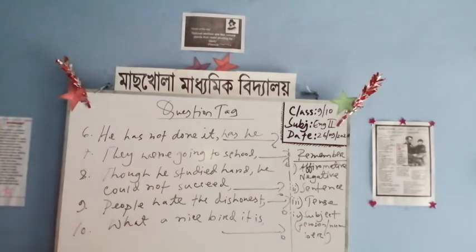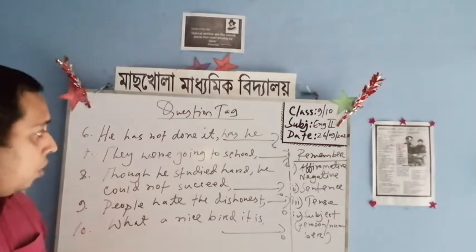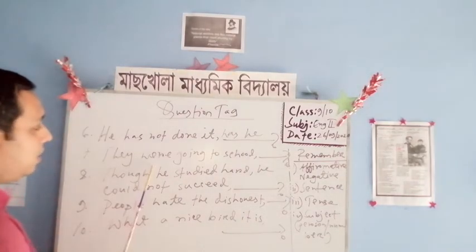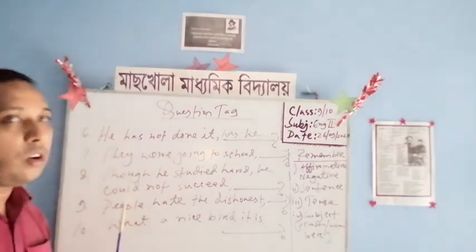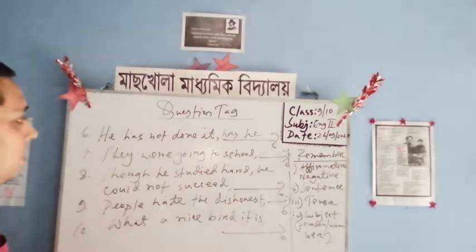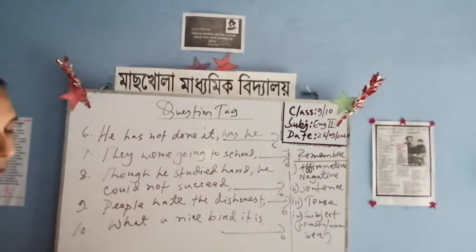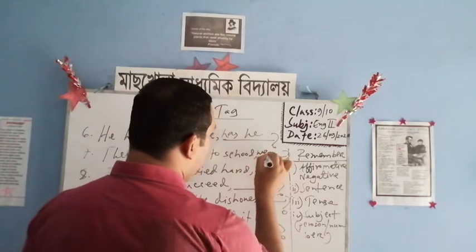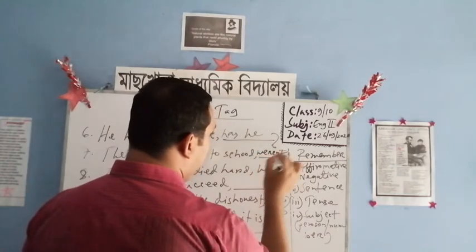Let's move to question number 7. They are going to school. So which tense is it? This is past continuous tense. And this is an affirmative sentence, so our answer will be a negative one. So, weren't they?